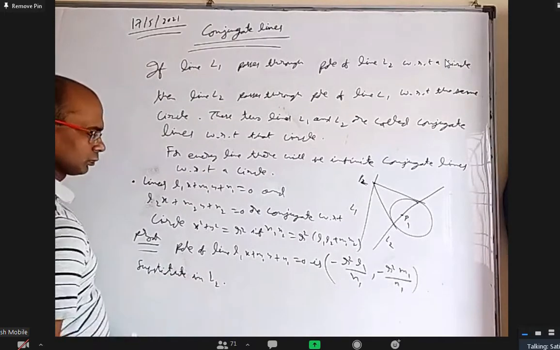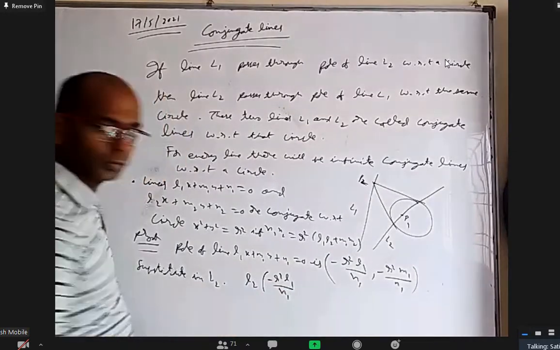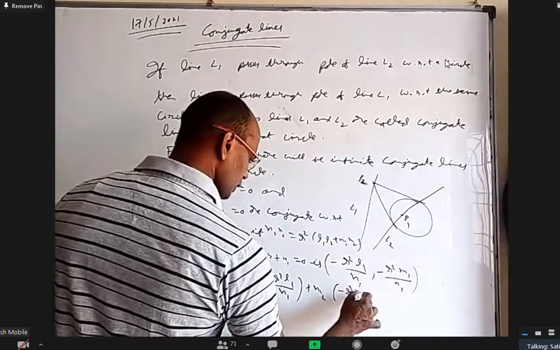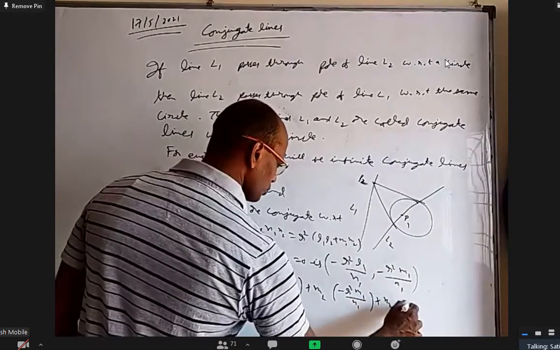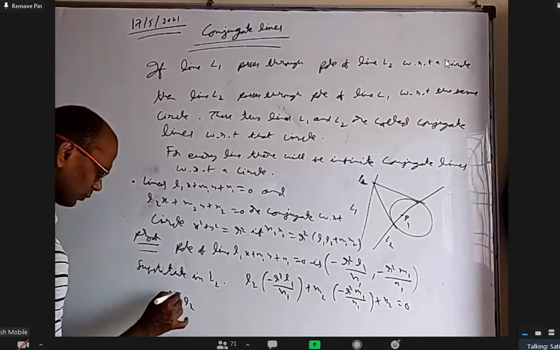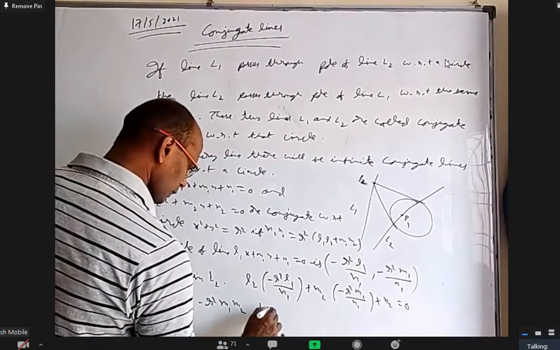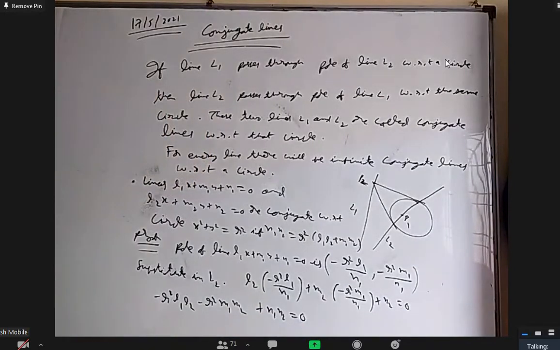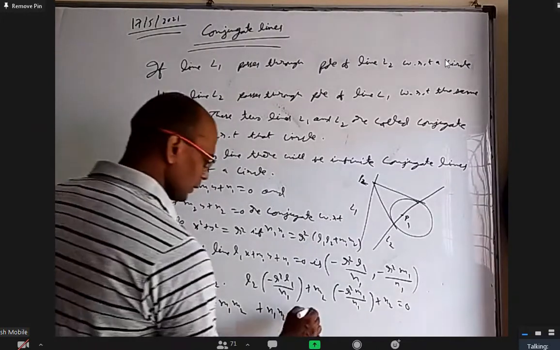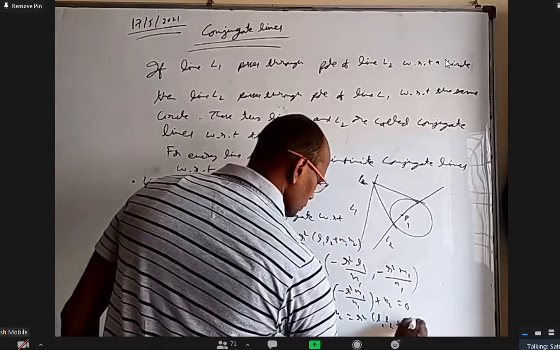That is L2 into minus R square L1 by N1 plus M2 into minus R square M1 by N1 plus N2 equal to 0. We will get minus R square L1 L2 minus R square M1 M2 plus N1 N2 equal to 0. Sending these to that side, we will get this. This implies N1 N2 equal to R square times (L1 L2 plus M1 M2).